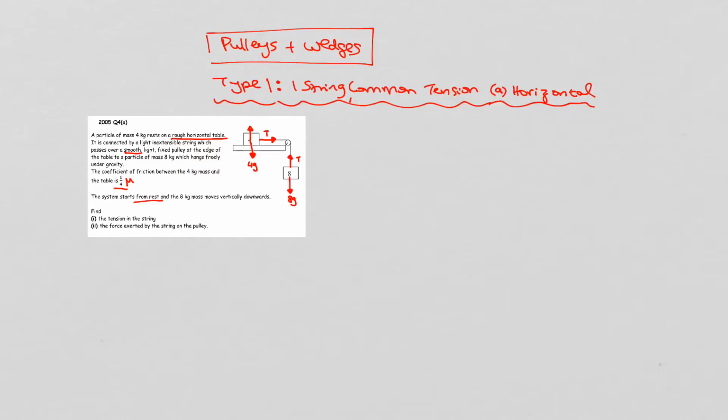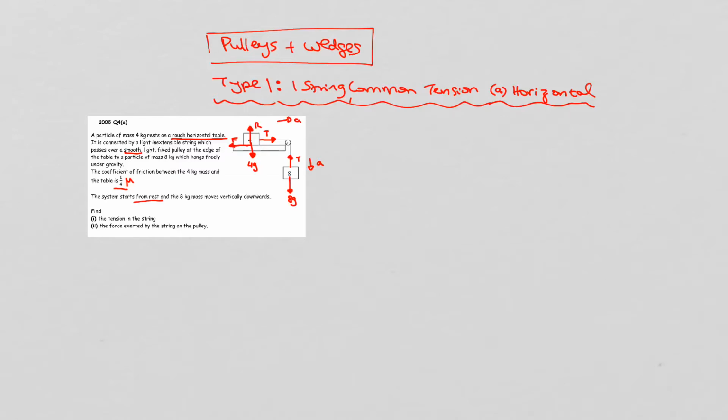And then of course we're going to have a normal reaction where the table and the block are in contact with each other. We're going to call that R, and because the table is rough, we're going to have friction. And friction will always act in the opposite direction to motion. So of course, if it's going to accelerate to the right because the block is going to accelerate down, then friction will act to the left. So now we have our overall diagram.